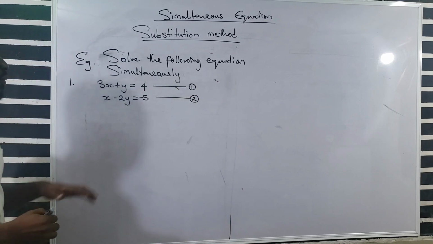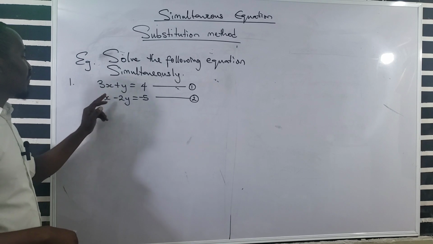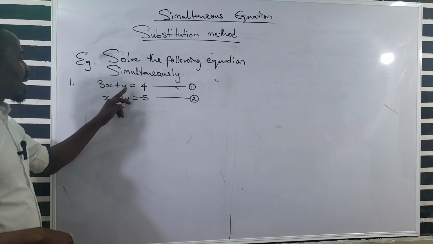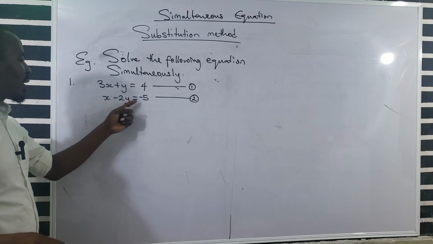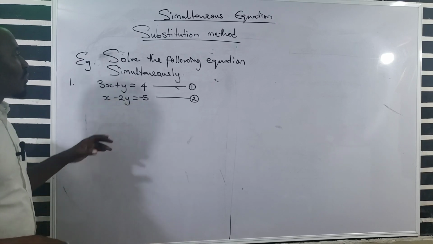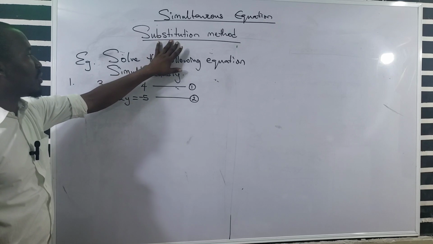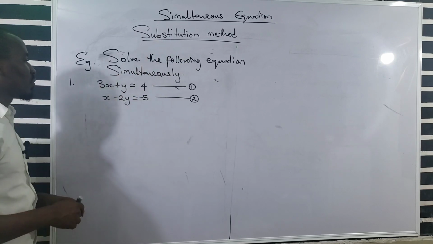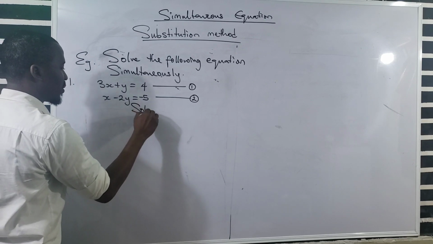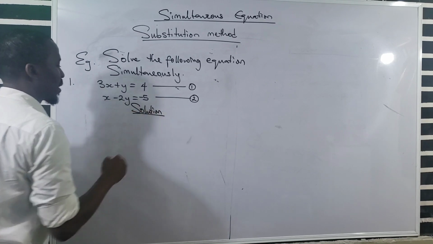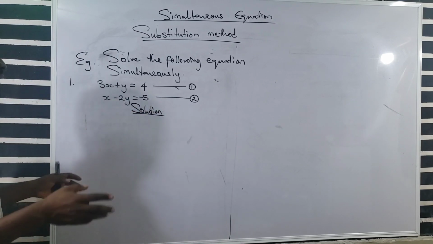Okay, so we have these two equations: 3x plus y equals 4 and x minus 2y equals minus 5. We want to make use of the substitution method in solving these two equations simultaneously. So we write our solution. What are the steps?